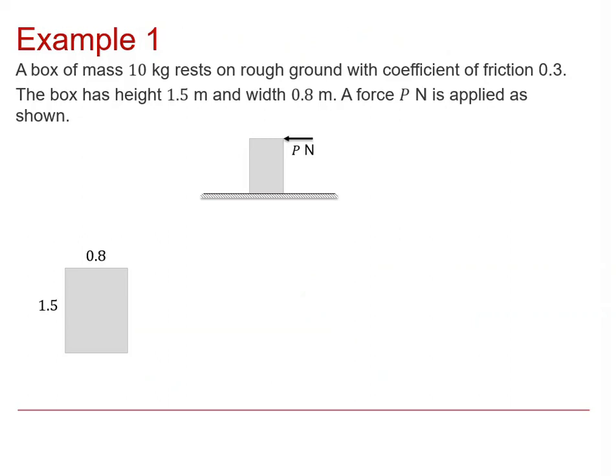So let's look at the problem with some numbers. We've got a box and it's got a mass of 10 kilograms. It rests on rough ground with coefficient of friction 0.3, and it's got height and width as given, and a force of P newtons is applied at the top. So we know now something about the dimensions.